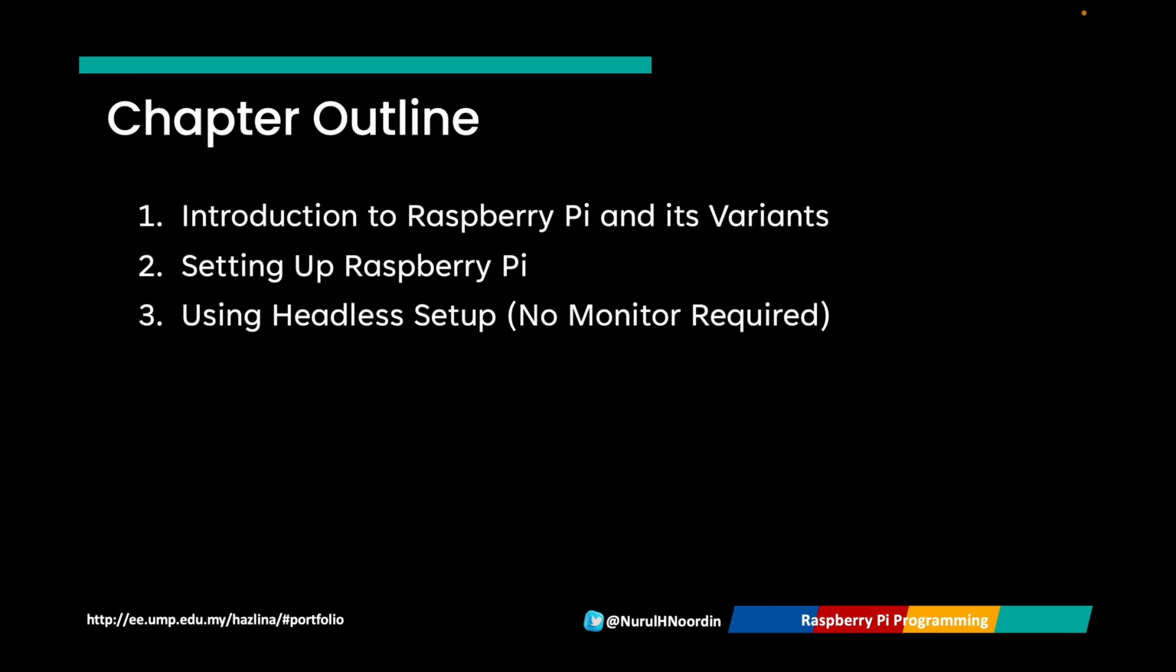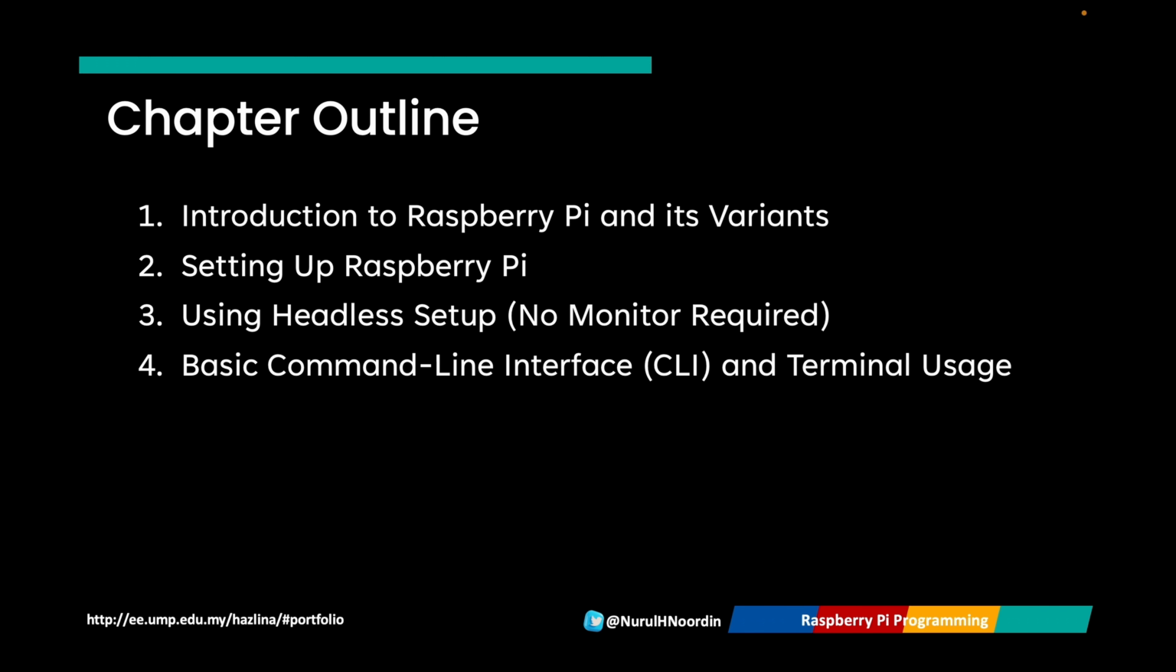Chapter number 3, using a headless setup, where there is no monitor required. Here, students will learn how to set up remote access to control Raspberry Pi from another device. Chapter number 4 is about Basic Command Line Interface, CLI, and terminal usage. Here, students will understand essential terminal commands to manage files, processes, and network.